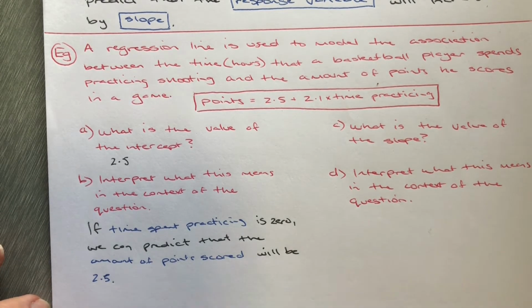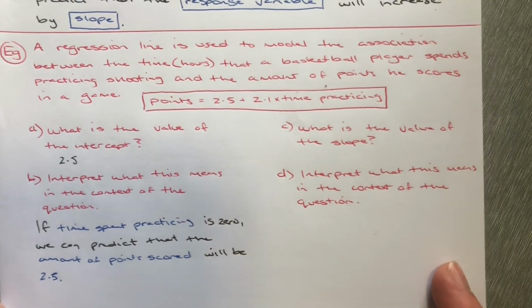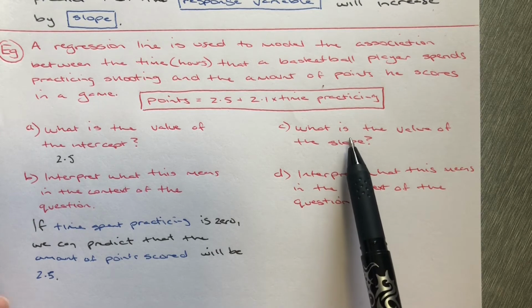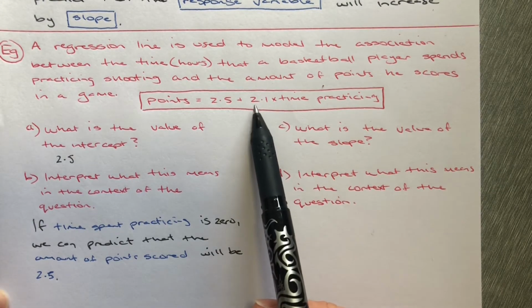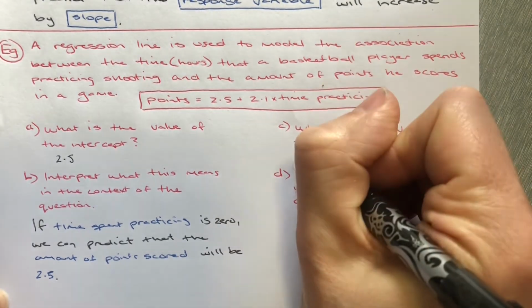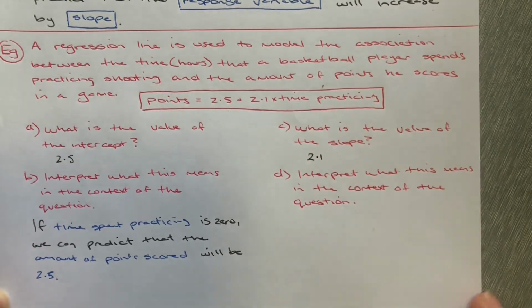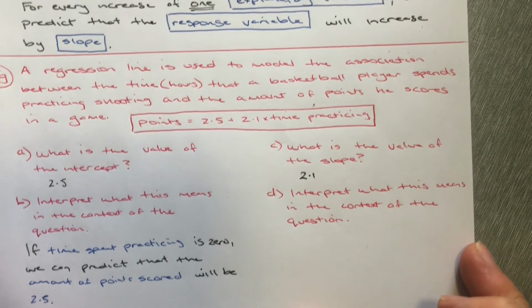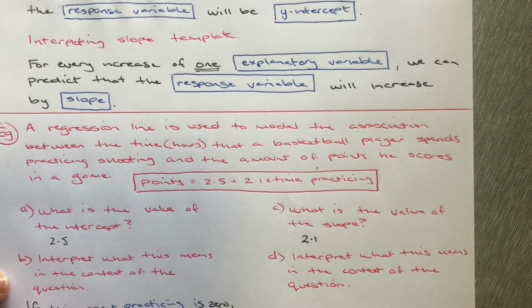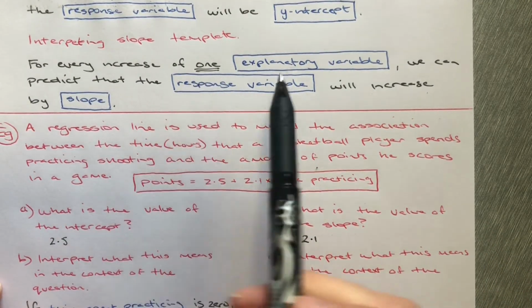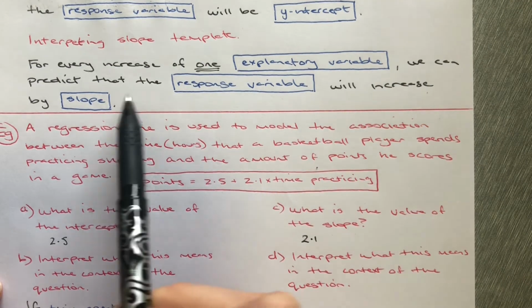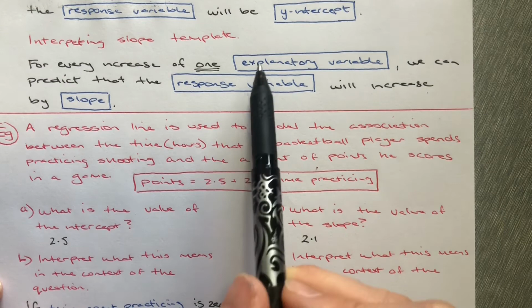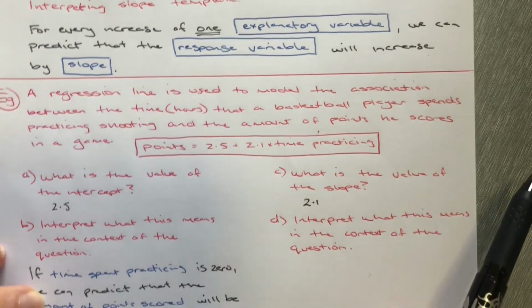That's the sort of thing that we're going to need to do. Let's do it again, except this time for the slope. Part C asks what the value of the slope is. We can see that the slope's value is 2.1. Now it's asking us to interpret what this means in the context of the question. Let's go up to our template: for every increase of 1 in the explanatory variable, we can predict that the response variable will increase by whatever the slope is. Let's fill in these three spots.